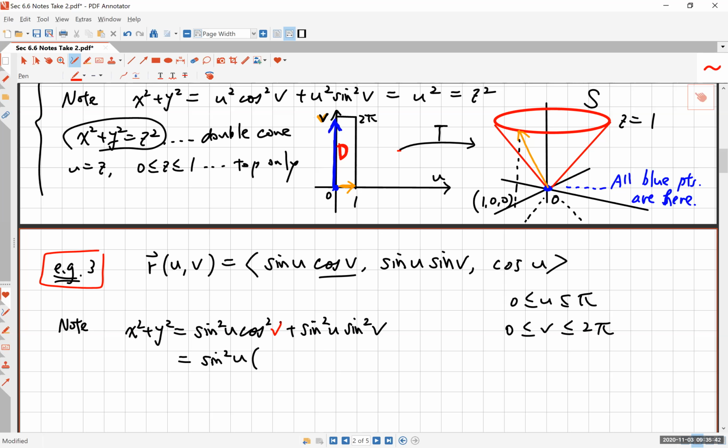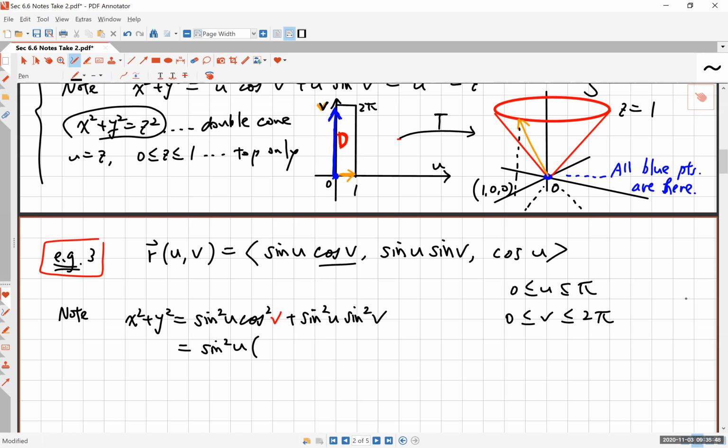Okay, and I will just write in red because the first time I made a mistake and I don't want you to keep writing the mistake. All right, so if you factor out sine squared u, you end up with cosine squared v plus sine squared v, which you know as simply 1. Okay, so this is sine squared u.